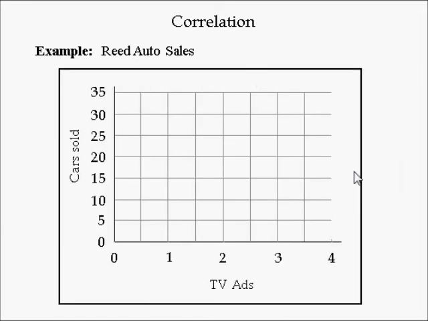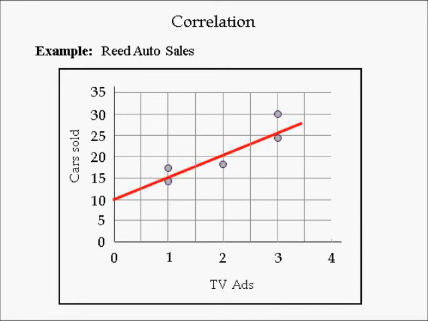The scatter plot of this data is graphed in the diagram below, which has the number of TV ads on the x-axis and the number of cars sold on the y-axis. In the first observation, the car lot ran 1 TV ad and sold 14 cars. In the second observation, the car lot ran 3 TV ads and sold 24 cars. In the third observation, the car lot ran 2 TV ads and sold 18 cars. In the fourth observation, the car lot ran 1 TV ad and sold 17 cars. In the fifth observation, the car lot ran 3 TV ads and sold 30 cars.